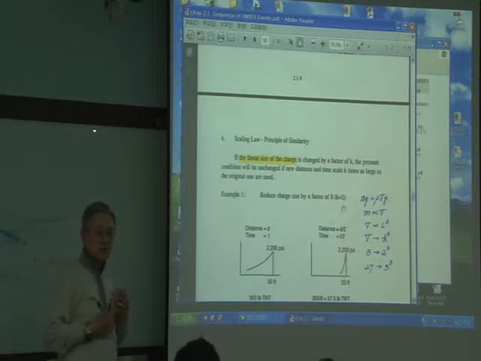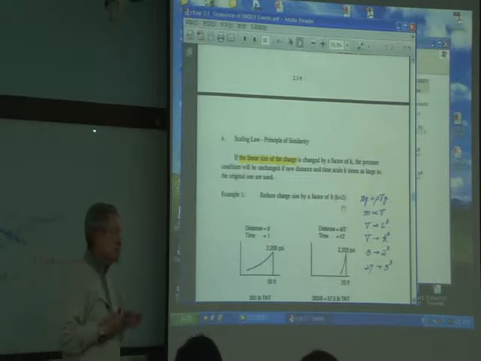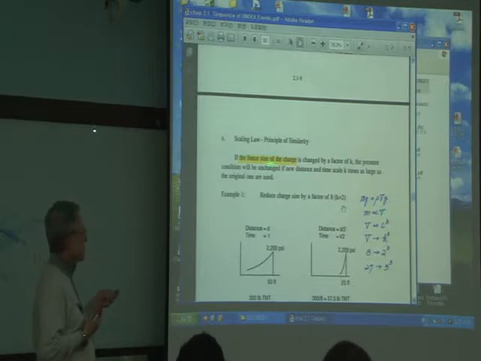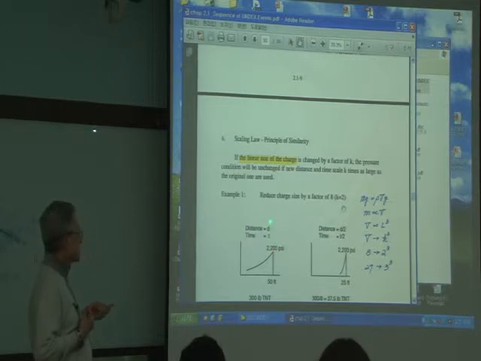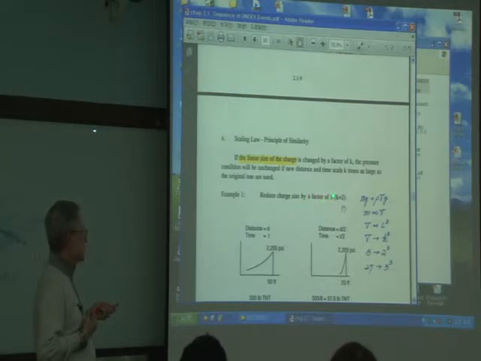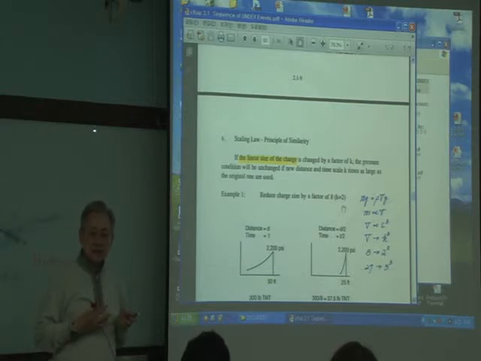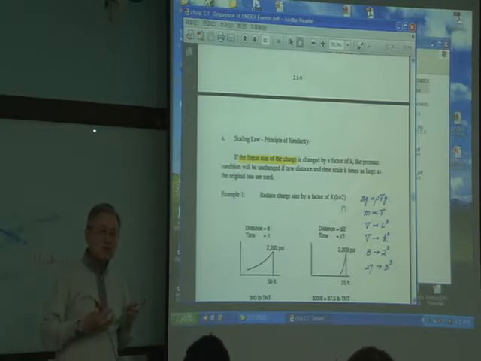It's difficult to understand what that sentence really means, but I'm going to explain the details. We have to understand what the linear size of the charge means. So in this example, I said reduce the charge size by a factor of 8, or reduce the size of the charge by a factor of 27, for example.